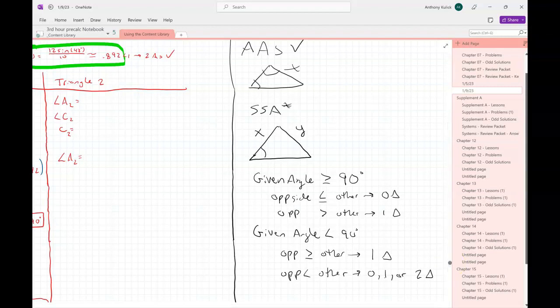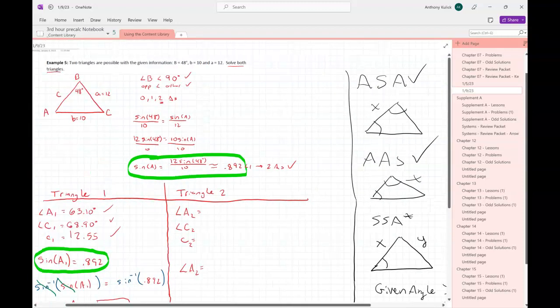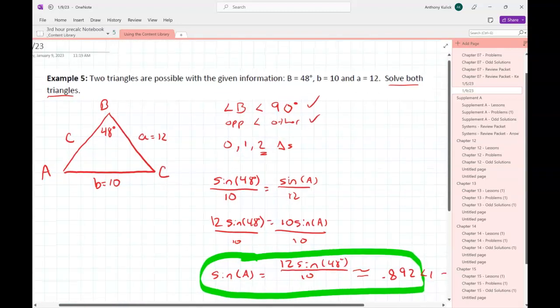So where we left off on Thursday, we're doing an example of a situation like this, where we can talk about how to tell which one happens. Okay? So let's go back and look at our example.